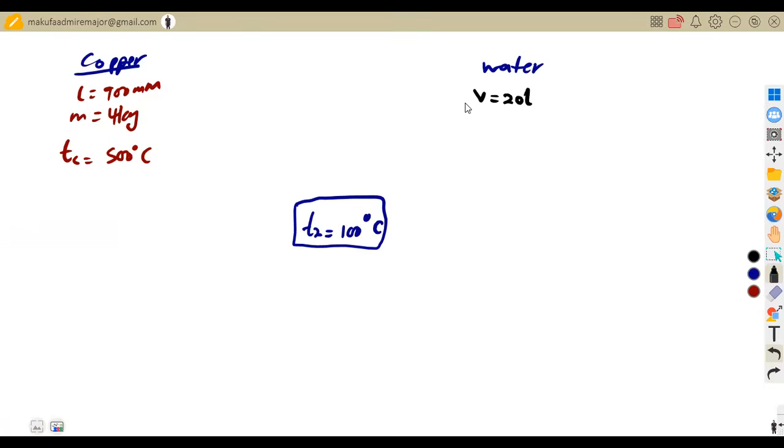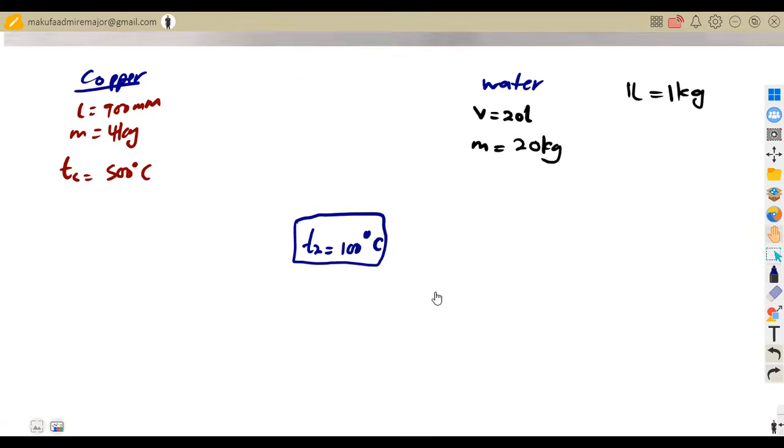So what are we supposed to do with the volume? Change it to kgs. Remember, a liter is equal to a kg, so this is simply equal to 20 kgs. We are given the mass of 20 kgs from the volume that we are given. We are going to convert it to a mass, so we have the mass of water.